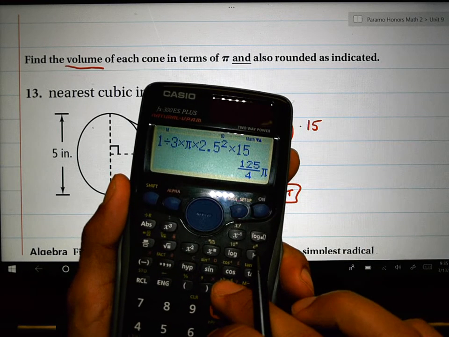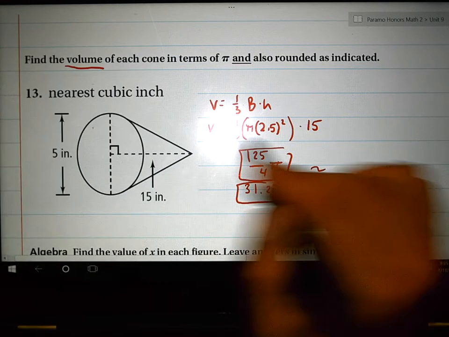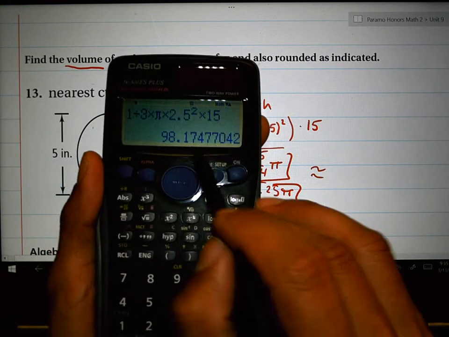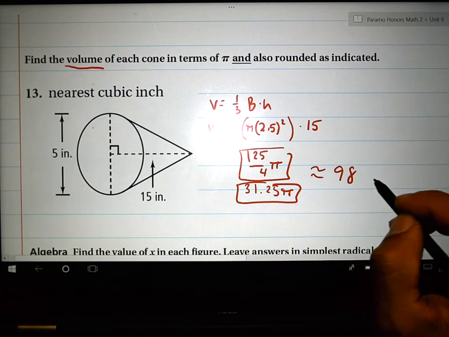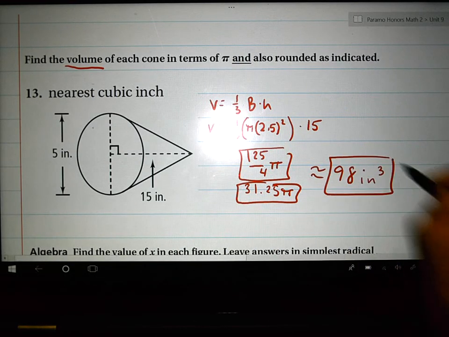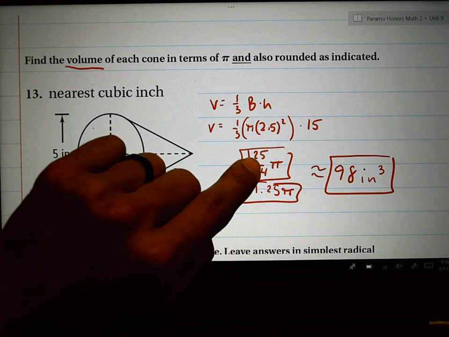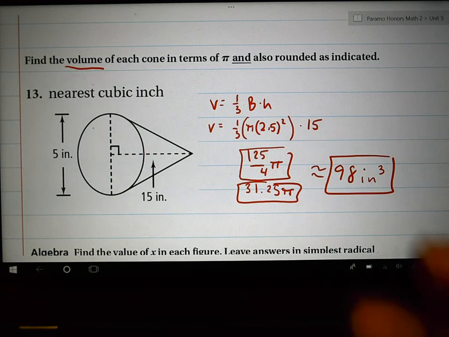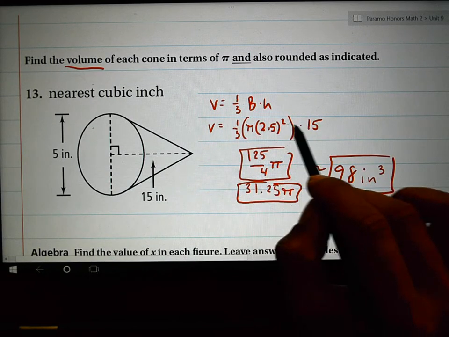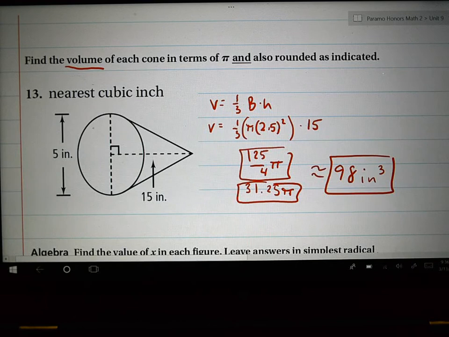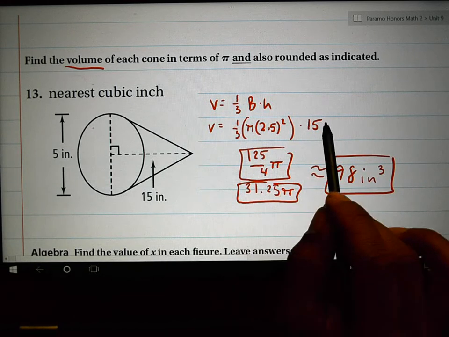Now I can just switch it to a decimal. So I have the first answer, and I need to round to the nearest cubic inch. What's the nearest cubic inch? 98 inches cubed. So those, I would accept either one. You've got to have one in terms of pi and the other rounded. If the calculator switches it only to a decimal, you would have to multiply the 1/3 times the 2.5 squared times the 15 and then put that in front of pi. If your calculator doesn't have a pi mode, multiply everything out to get these numbers, by the way.